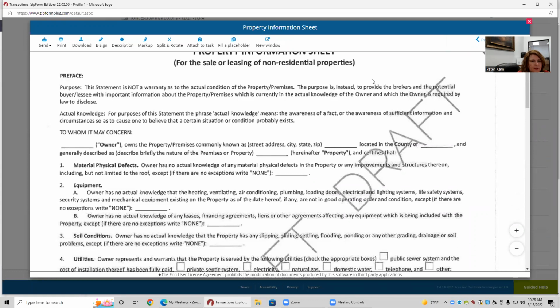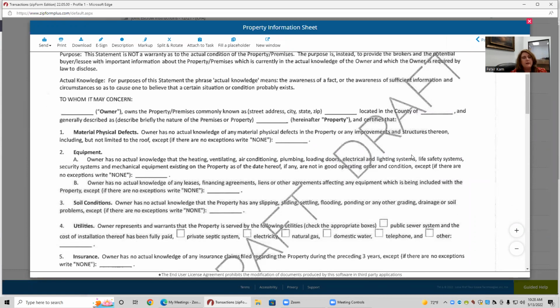So for the owner, you put the name here and the street address, and the county the property is located in. Briefly describe the property. It may be multi-unit, it may be a commercial office building. Just put a brief description here, hereinafter referred to as the property. The seller is certifying that if there are any material defects, they're writing none. But if they know of some, it can be typed in right here on the form. So you would type in, or the seller can write in, any defects they know of, and you could also put see attached addendum or just an attachment sheet so that they can write everything.